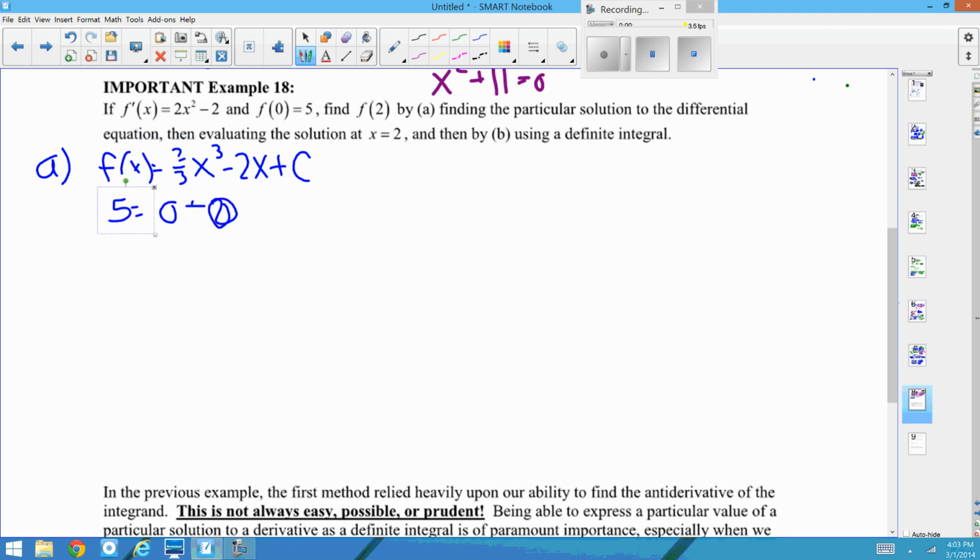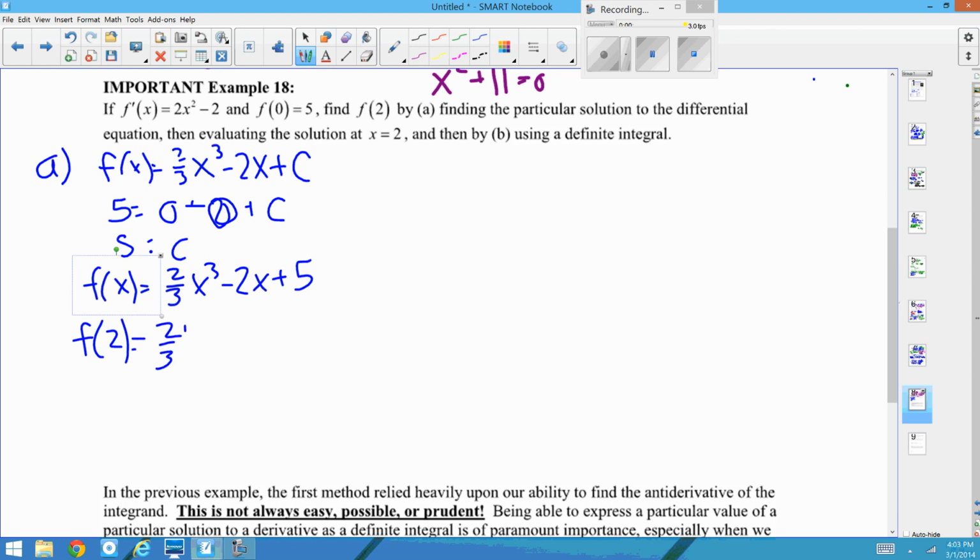0 minus 0 plus c, so 5 is c, so we would get our function f of x equals 2/3 x cubed minus 2x plus 5. And then to find f of 2, we would go ahead and take 2 and plug it in. All right, so this would be 16/3 plus 1, so 19/3. So there we go. That's the old way.